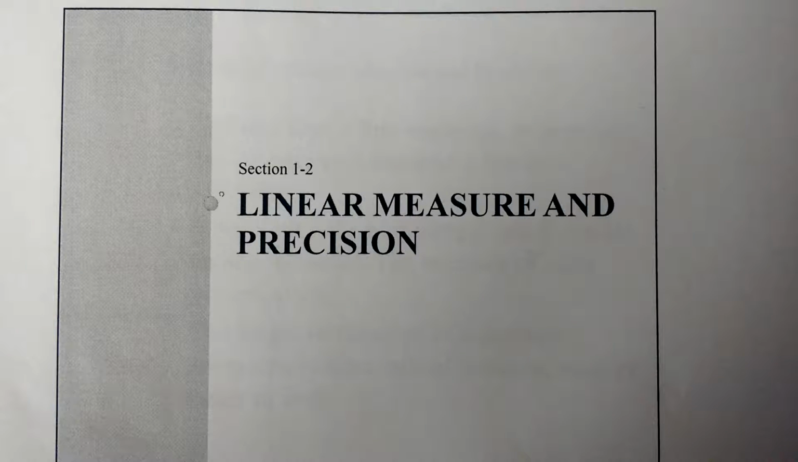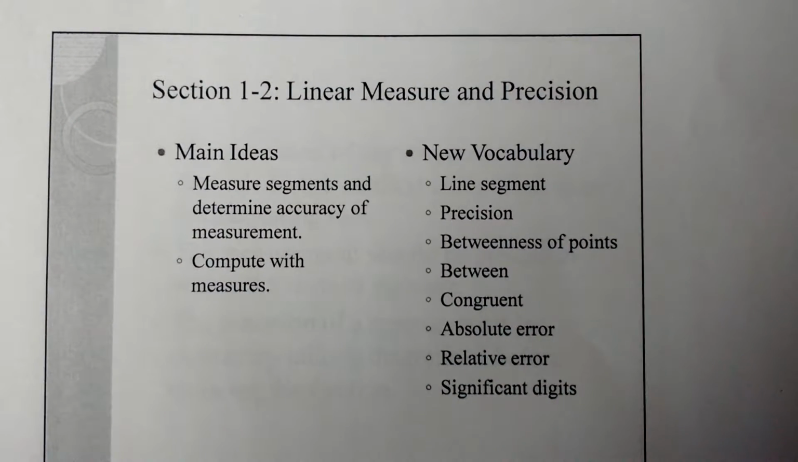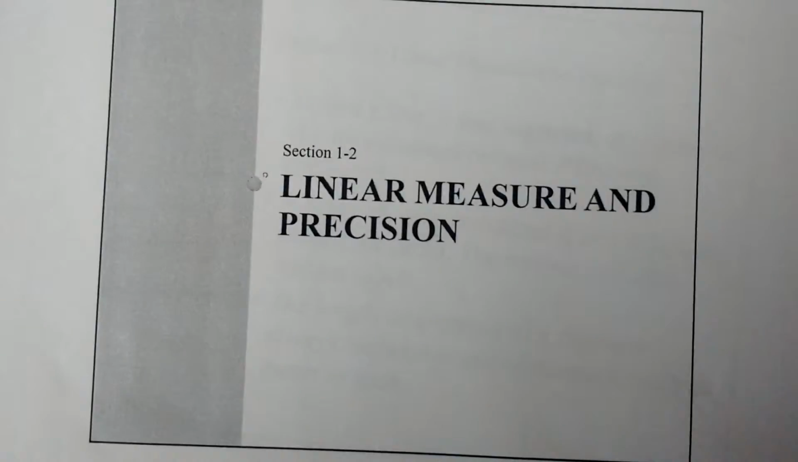Alright, here we have the notes for section 1-2, which deals with linear measure and precision. So here are our main ideas: measure segments and determine accuracy, and then compute with measures, and then your vocab words there on the right.